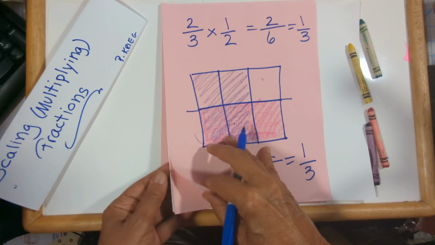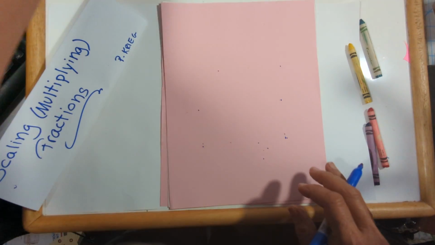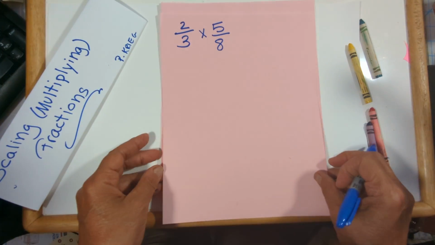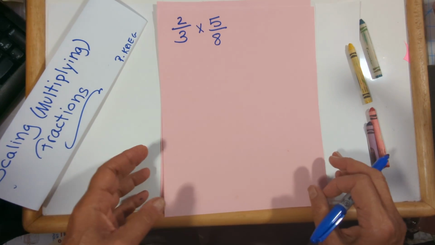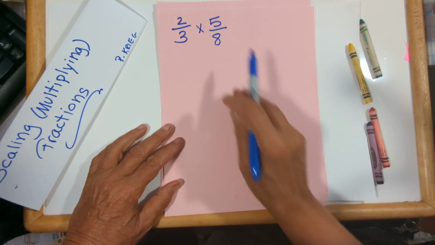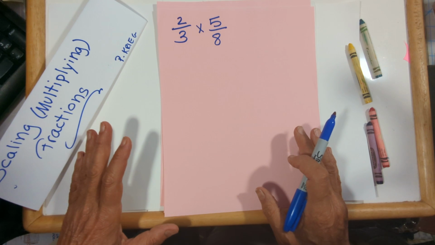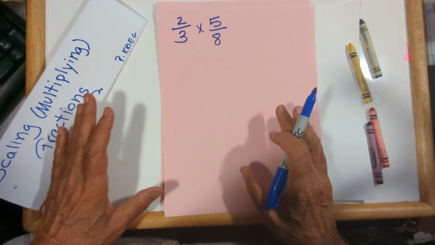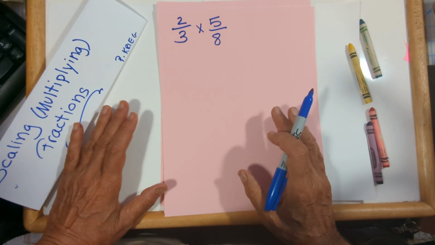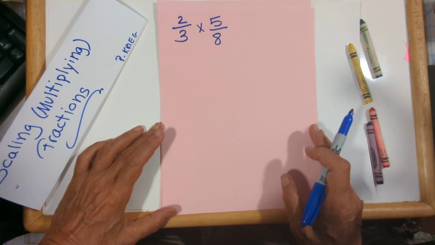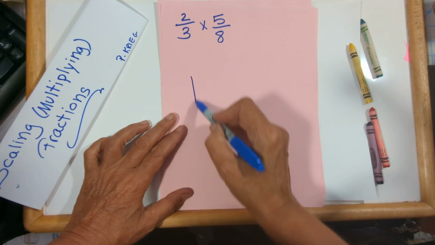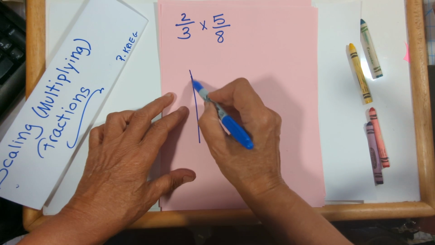So let me do one more, because I like doing these. So 2/3 scaled by 5/8. Now this is something I have no intuition about. The other one, I knew that half of 2/3 was 1/3, but this I don't have any sense of what it might be. So again, I'm going to make my square.